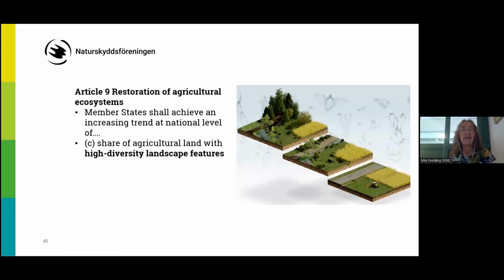So there are many different articles, of course, in this suggestion, but Article 9 is about restoration of agricultural ecosystems. And there it is stated that member states shall achieve an increasing trend at national level of, and then they talk about different elements in the agricultural landscape, but one of them is the share of agricultural land with high diversity landscape features. And that could be different things, but one of them is the buffer strips.